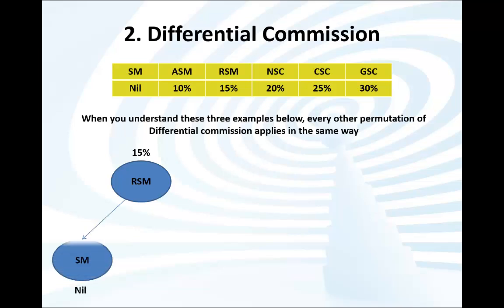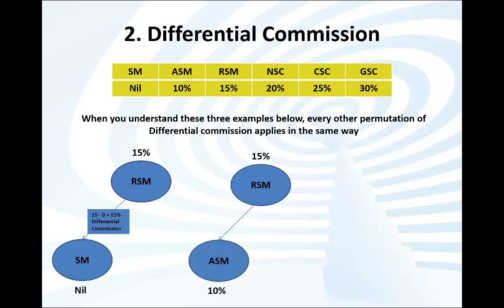The first example shows an RSM who's introduced a brand new person, an SM. The RSM has a differential commission of 15%, whereas the new SM does not qualify for this bonus and is therefore set at 0. To calculate this, 15% minus 0 equals 15%. Therefore, the differential commission to the RSM is 15%. In the second example, the new SM has now grown to the level of ASM. So to calculate the differential commission of the RSM is 15% minus 10%, which equals 5%.